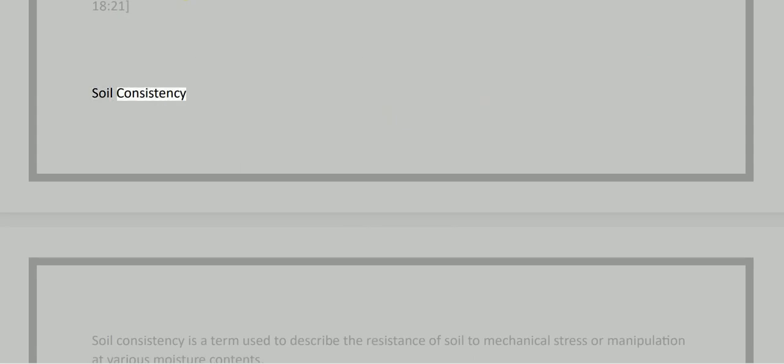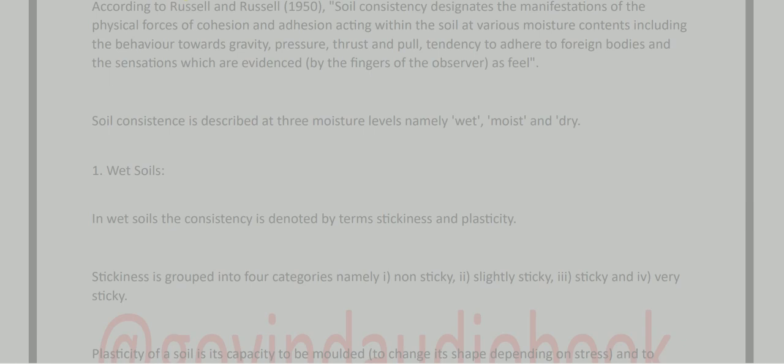Soil consistency. Soil consistency is a term used to describe the resistance of soil to mechanical stress or manipulation at various moisture contents. According to Russell and Russell, 1950, soil consistency designates the manifestations of the physical forces of cohesion and adhesion acting within the soil at various moisture contents, including the behavior towards gravity, pressure, thrust and pull, tendency to adhere to foreign bodies and the sensations which are evidenced by the fingers of the observer, as feel. Soil consistency is described at 3 moisture levels, namely wet, moist, and dry.